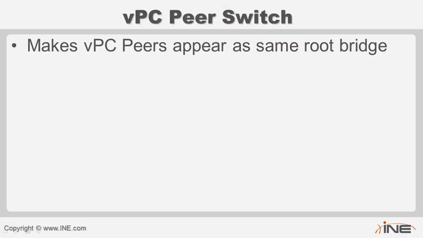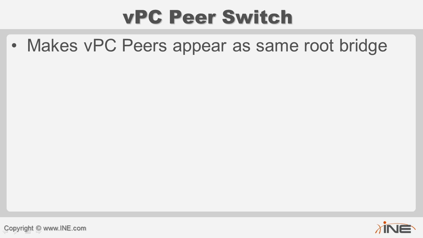Now, with the default behavior, the VPC primary from the spanning tree point of view is the one that is going to be generating the BPDUs, so the spanning tree hellos basically to the downstream switches out the member ports. The primary VPC peer is the one that's in charge of doing that.